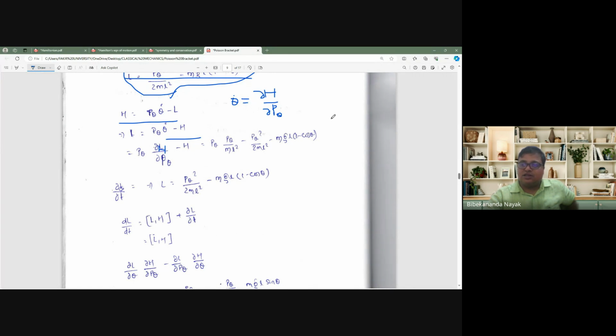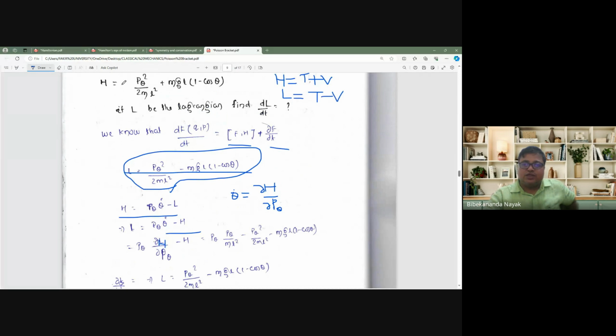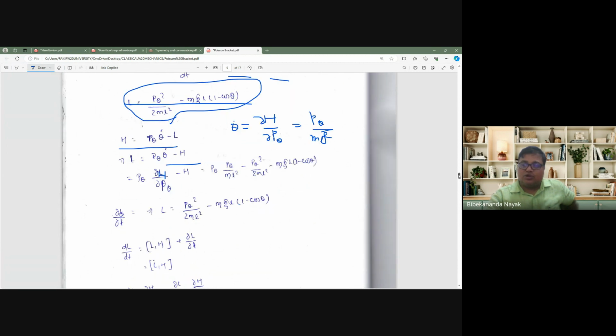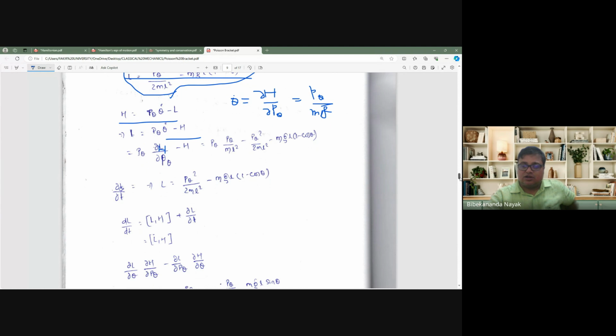You calculate theta dot, del H by del p theta, how much is it? If you take del H by del p theta, the 2 cancels, p theta by m l square. So what is the value of p theta? p theta is equal to m l square theta dot. So when you write the final Lagrangian, you have to replace p theta by m l square theta dot. Again, p theta must be replaced by m l square theta dot.